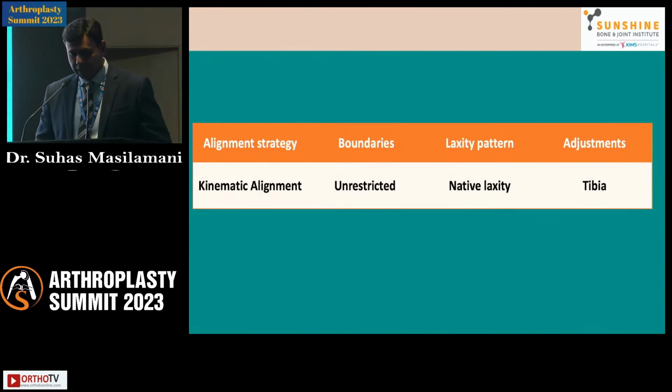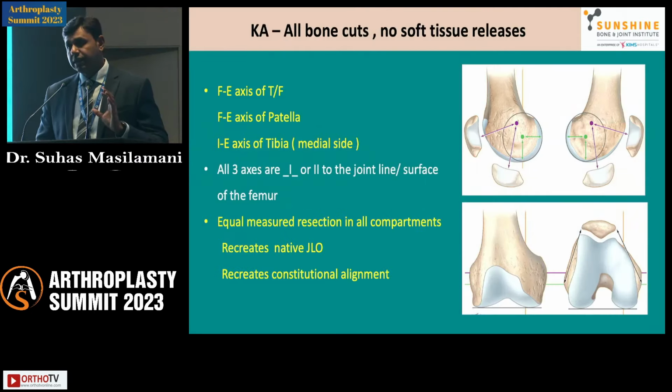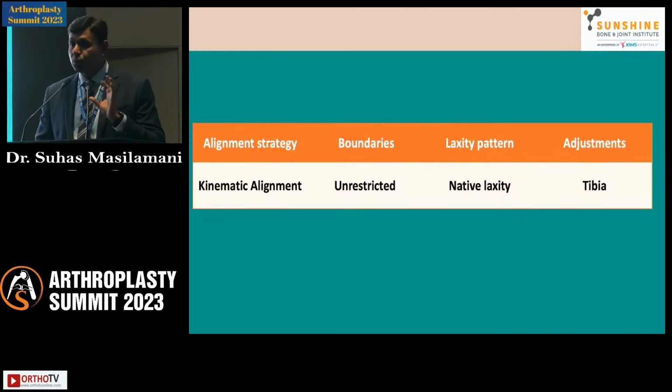So let us look at kinematic alignment first. The main issue with kinematic alignment or the philosophies, it is unrestricted, meaning they don't think of how much varus or valgus they're giving in the femur or the tibia. They don't touch the soft tissue. They accept whatever native laxity is there. And for them, the femur is sacrosanct because they don't want to move the alignment of the femur. Whatever adjustments need to be made are to be made on the tibia.